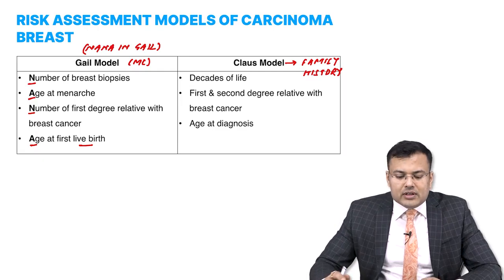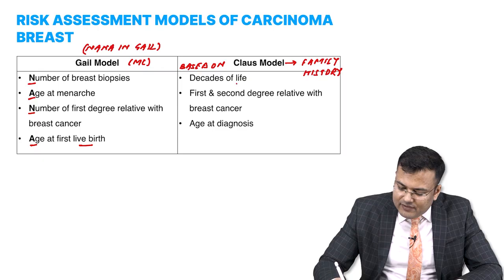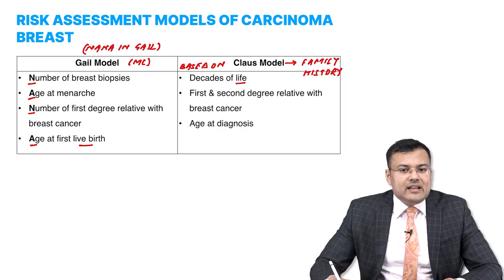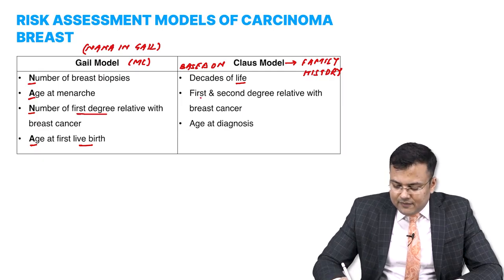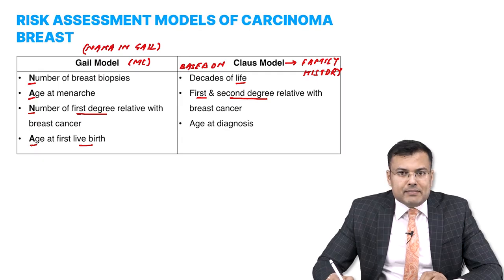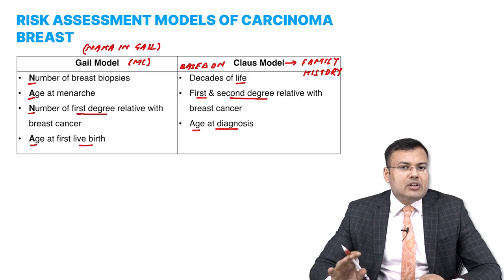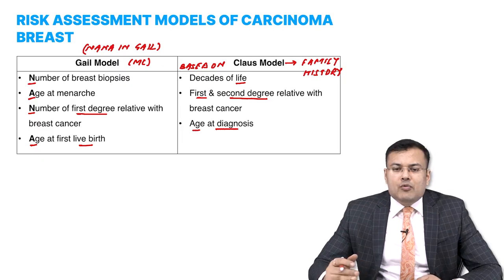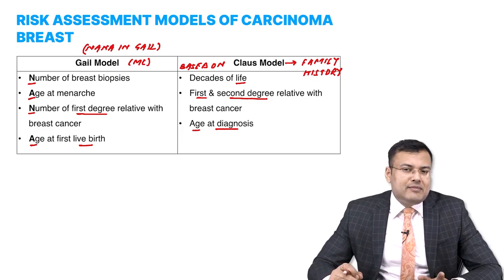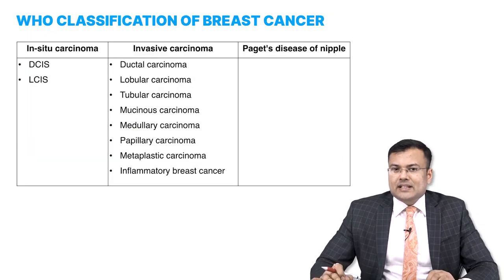Claus model, what is it based on? It is based on decades of life, first and second degree relatives. In the Gail model you can see only first degree relatives, but here first and second degree relatives with breast cancer, and the age at diagnosis. So Gail model is most commonly used. Which one provides more information about family history? Claus model.